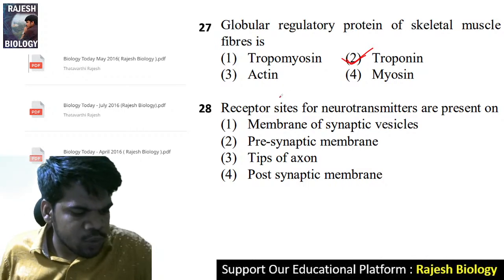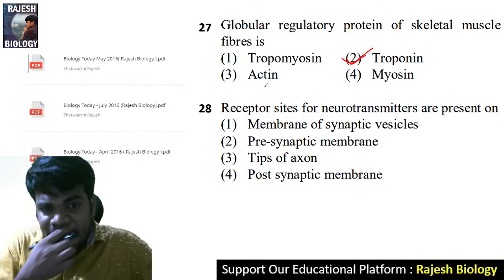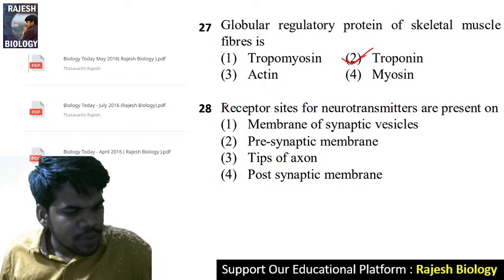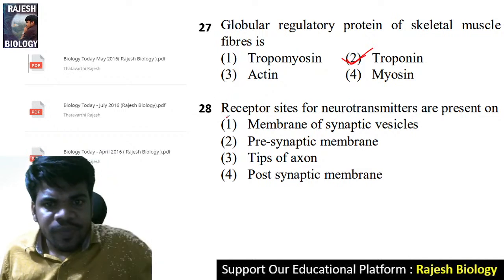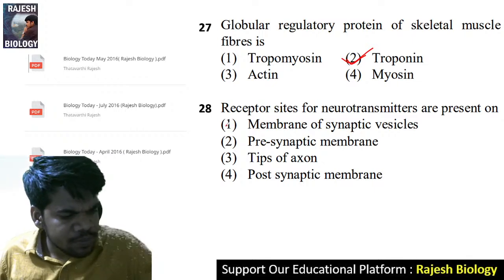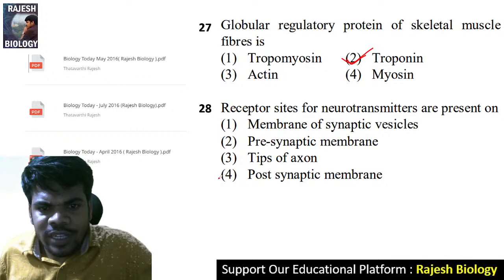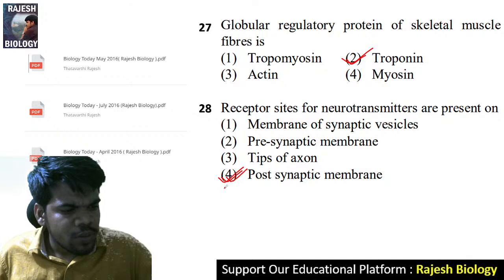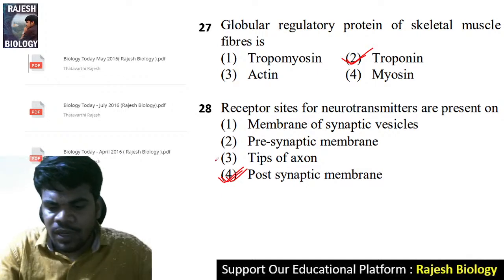Okay, 27.2, very good. Next, 28th question. Receptor sites for neurotransmitters are present on? Yes, postsynaptic membrane has the receptors.